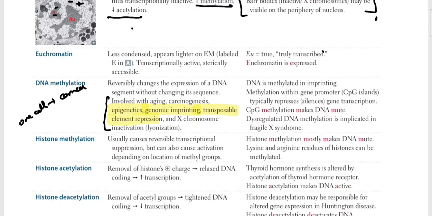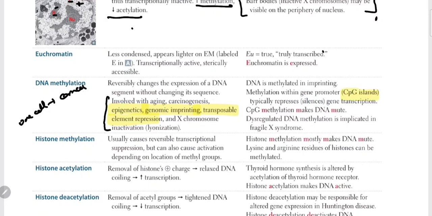Because I mess it up every time and just want to revise it: Prader-Willi, the mother also has an ER at the end, and Prader also has an ER at the end. So Prader-Willi is due to silencing of the maternal allele, and obviously the next one left is Angelman, which is due to the paternal allele. So DNA is methylated in imprinting. Methylation is within the gene promoter.